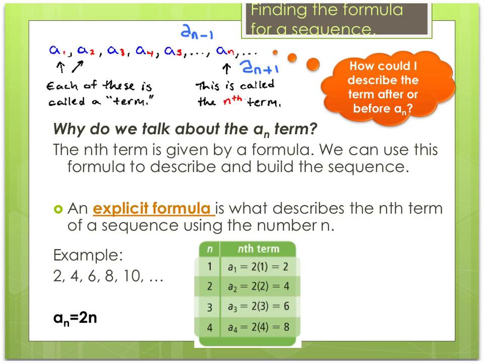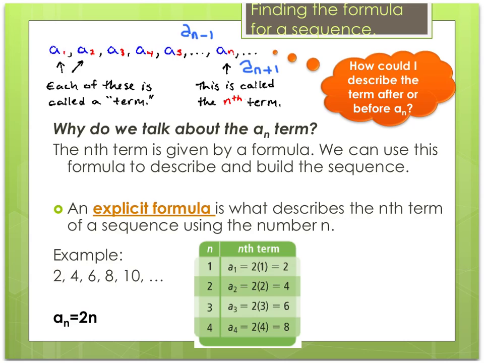Now, why do we use A sub n? Well, it's going to be able to give us a way to describe and build the sequence. Now, whenever we are trying to describe or build a sequence, we have two different types of formulas. We have an explicit formula, and that describes the nth term of the sequence using the number n. So n is a placeholder for any term. So for example here, this sequence 2, 4, 6, 8, 10, A sub n would be 2n. So I can plug in, if I want A sub 1, when I plug in 1 for n here, 2 times 1 will give me 2. So A sub 1, the first term of the sequence is 2.